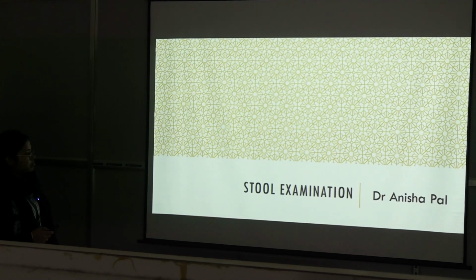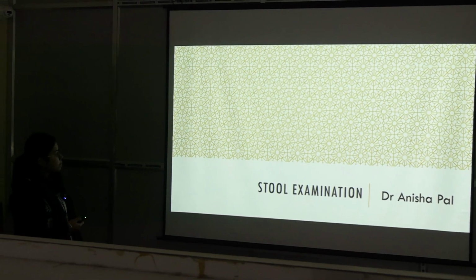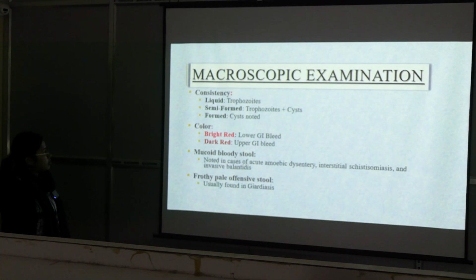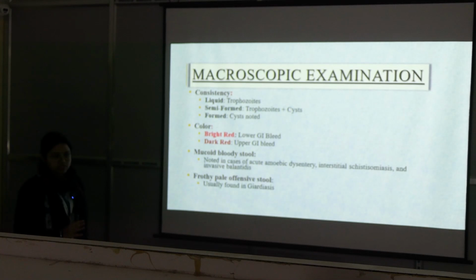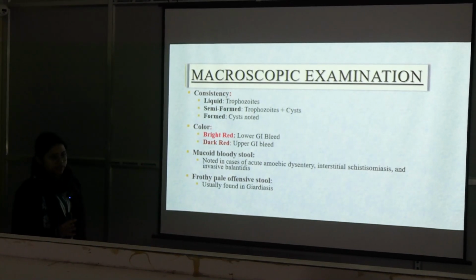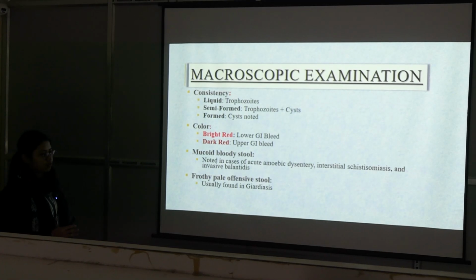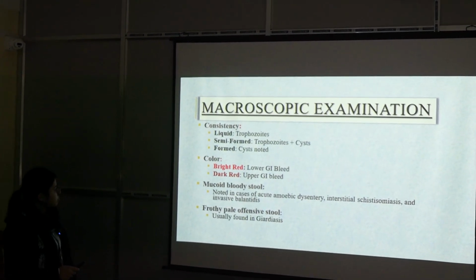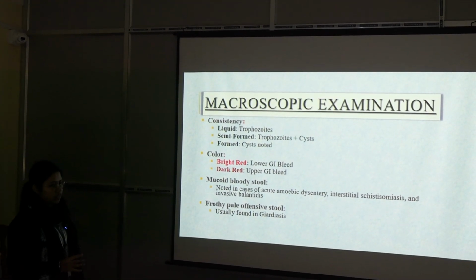So today's practical topic is examination of stool. When a stool sample comes in the lab, we have to do the macroscopic examination at first, and then we will go for the microscopic examination. So what all things do we do in the macroscopic examination? We look for the consistency of the stool, the color, and if any offensive smell is there or not.